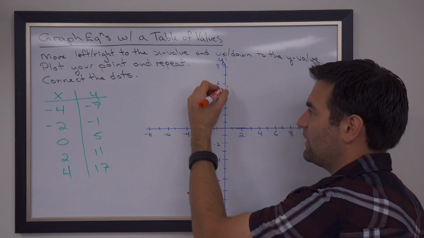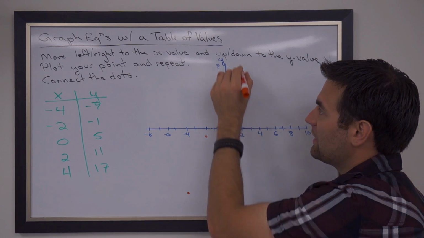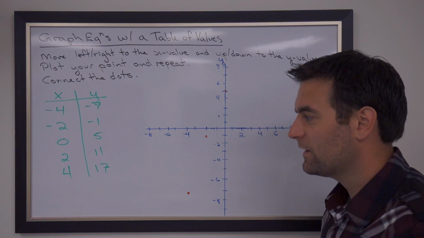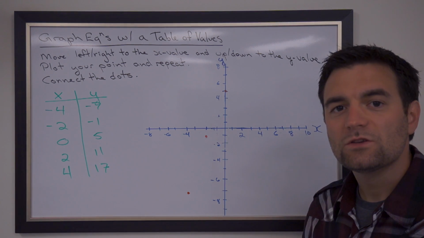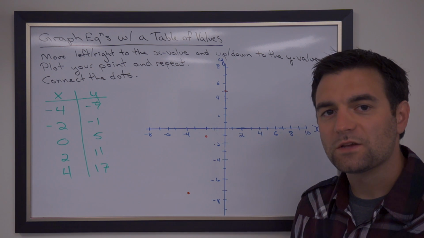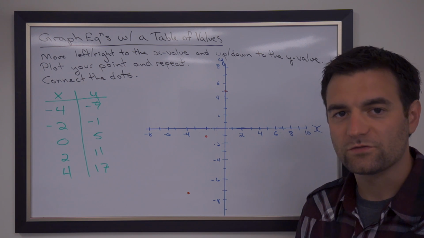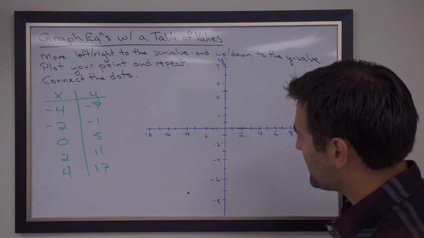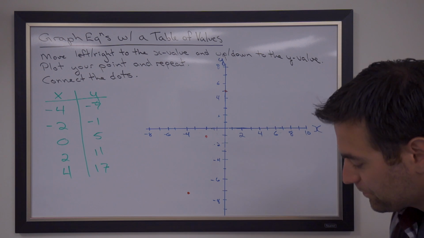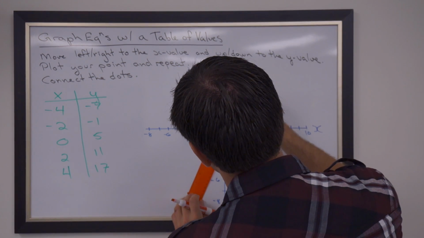Then I have a 0 and a 5 and a 2 and an 11. Now the 11 doesn't fit on there, nor will the 17. So those are the only 3 points that I can put on the graph. Now, just because I put the points on doesn't mean I'm done. I actually have to graph a line or a curve, so I have to connect the dots. Now these appear to be showing up as a line, so I'll take my ruler and I'll connect those dots.